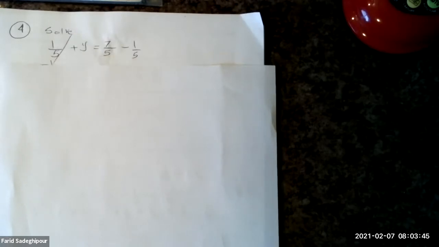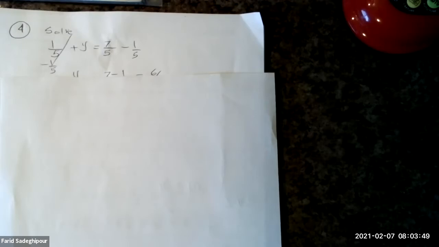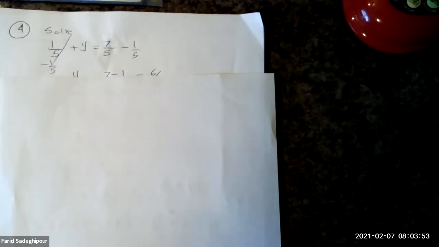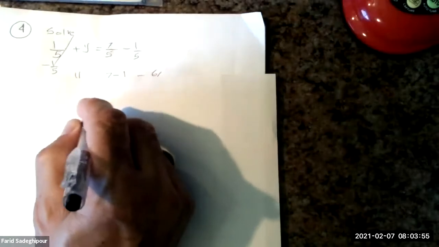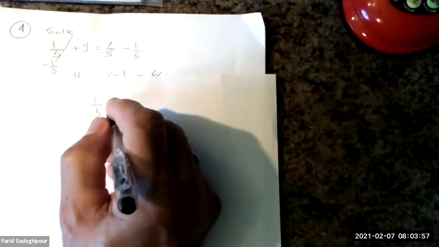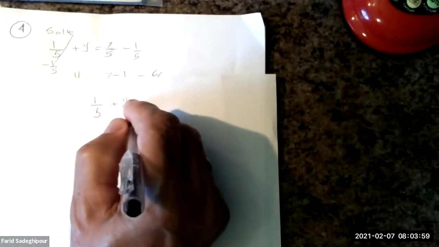Solve the equations. So these 4 problems are all solving the equations. The first one, what I need to do is move 1/5 to the other side. So see, the equation is this: 1 over 5 plus y is 7 over 5, right?